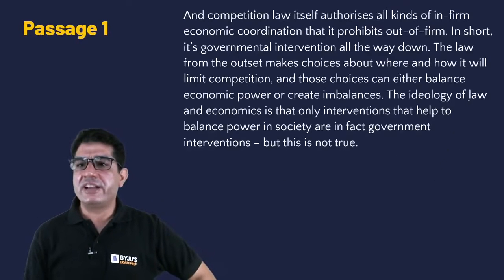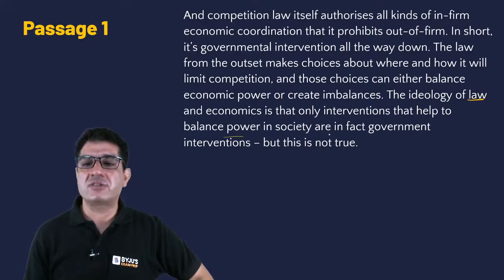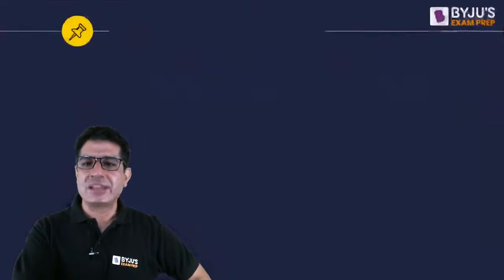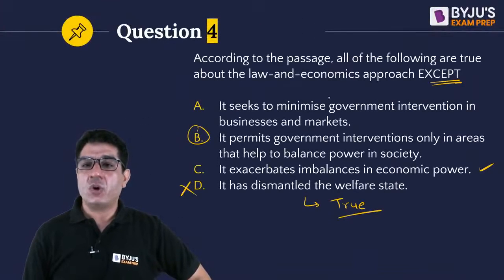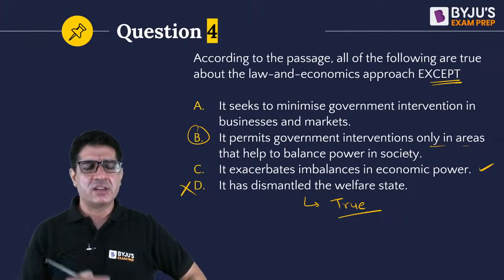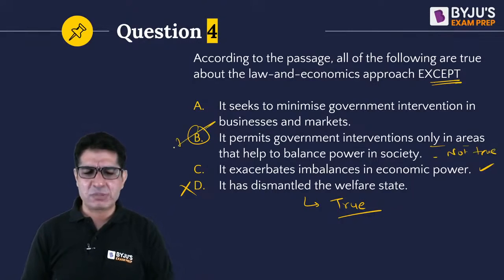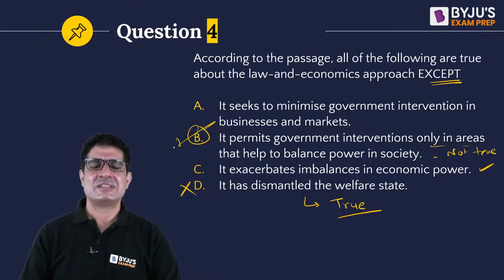Here it is. The ideology of law and economics is that only interventions that help to balance power in society are in fact government interventions. But look at what is stated afterwards. "But this is not true," says the passage. So, law and economics approach permits government interventions only in areas that help to balance power in society. The author has explicitly said that this is not true, and therefore the answer should be B, right?